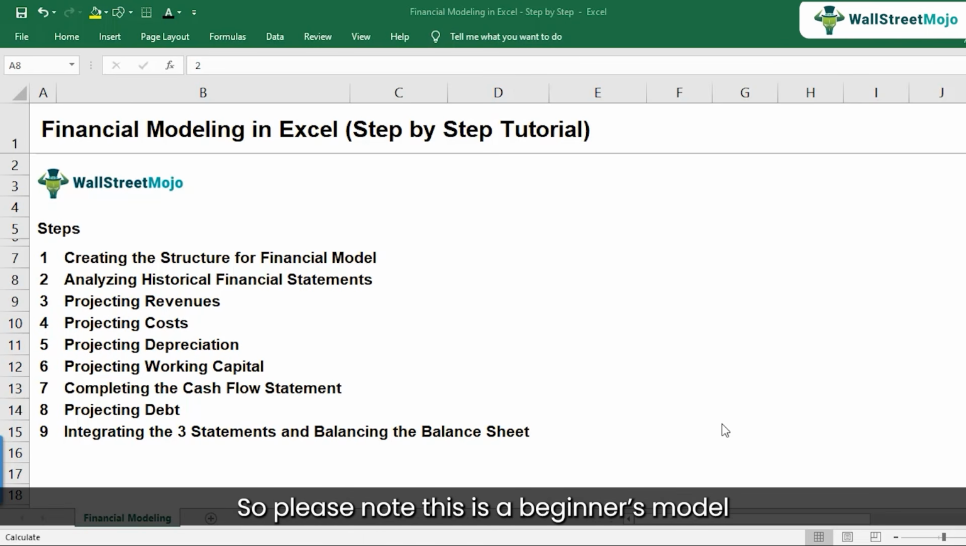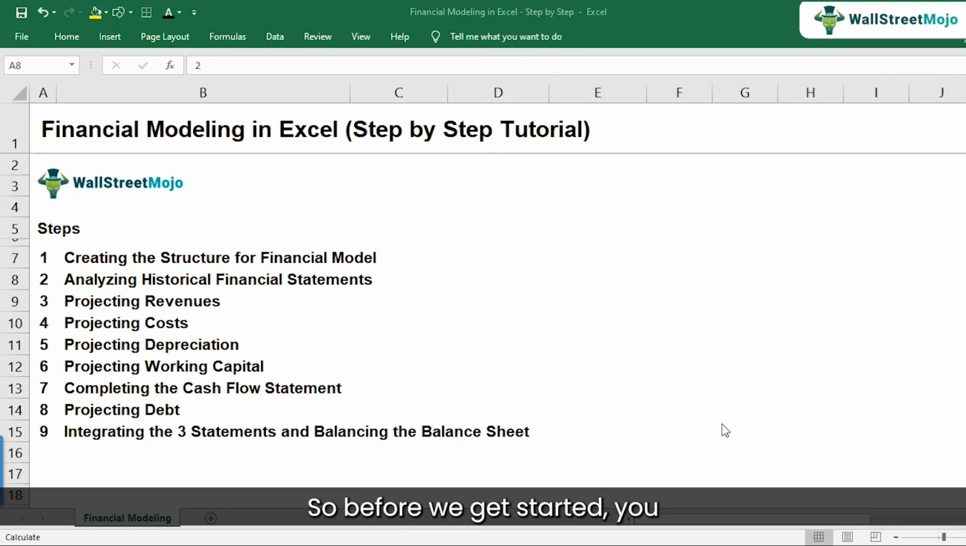So please note, this is a beginner's model and a lot of the assumptions which we have taken here to create these models are very, very basic. But the idea here is that, if you are new to financial modeling, this will give you a good idea on what exactly this is and how an integrated three-statement financial model is built, right?